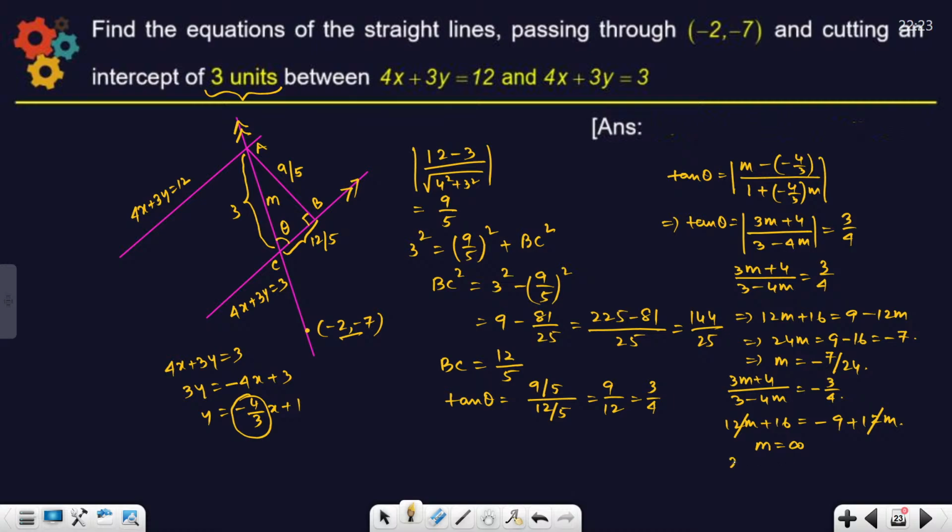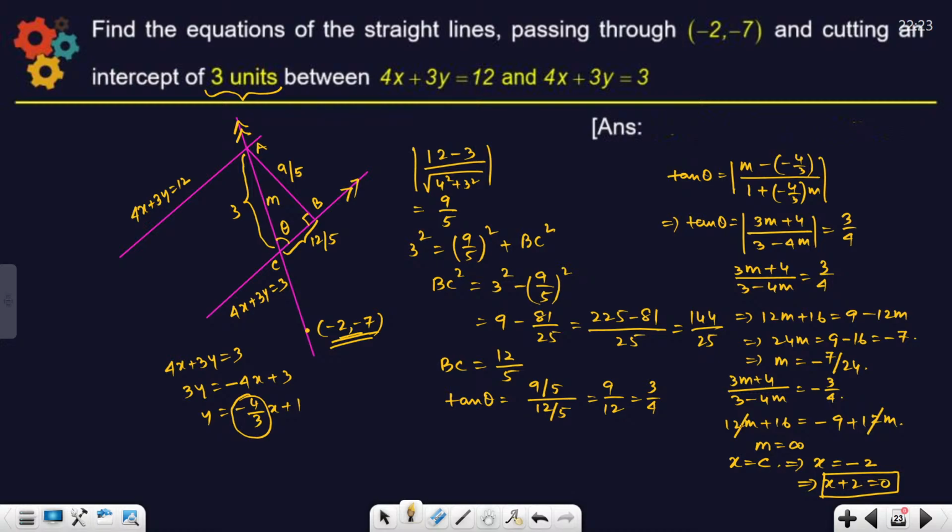Therefore, its equation is what? X is constant. The line is passing through (-2, -7). Therefore, the equation of one required line will be x equals to -2. So from here we are getting x plus 2 equals to 0. This is the equation of one line.